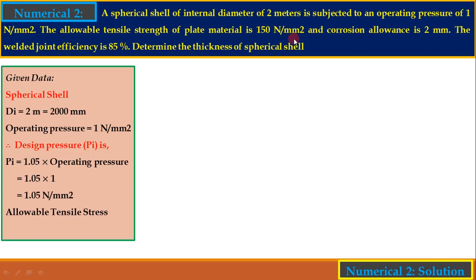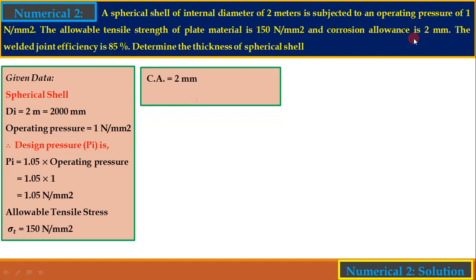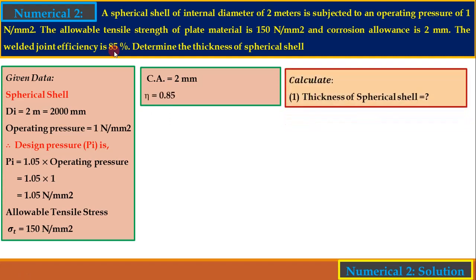The allowable tensile stress, sigma T, is directly given: sigma T is equal to 150 Newton per mm square. Corrosion allowance Ca is given as 2 mm. The weld joint efficiency eta is given as 85%, so its value is 0.85. And we have to determine the thickness of the spherical shell.